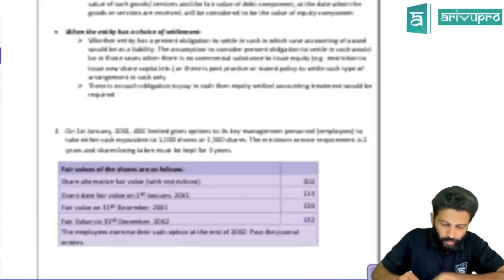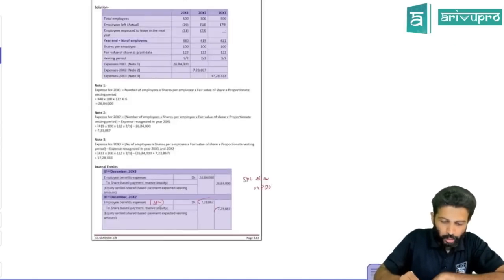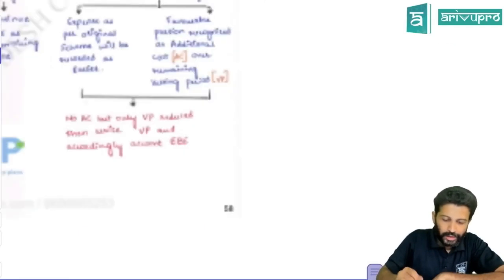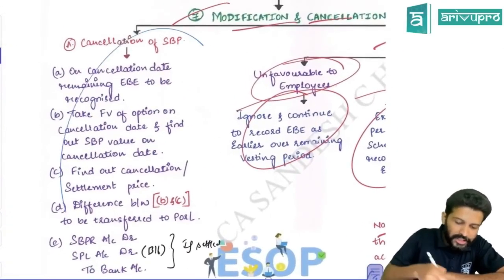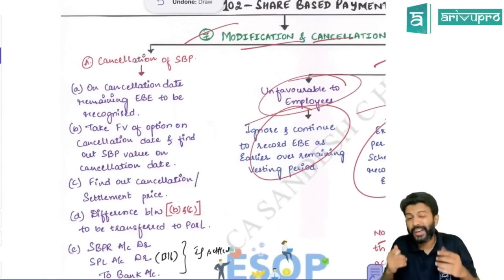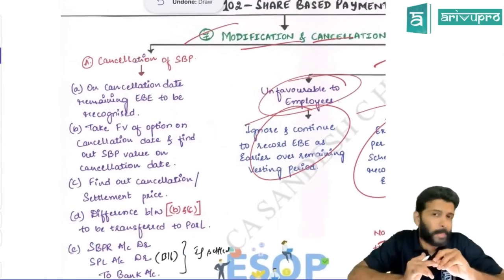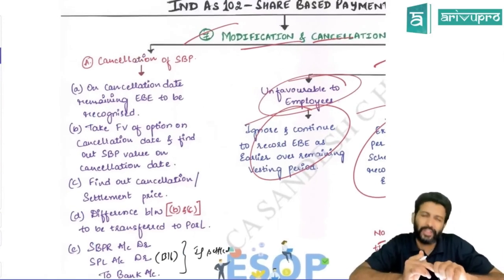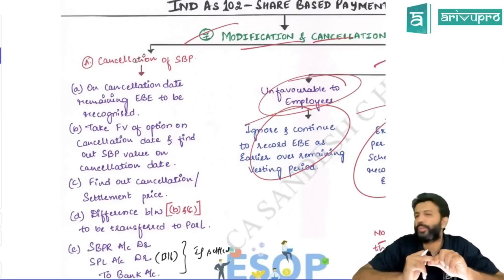Okay, so that is one. Next, we talked about modification. There is one more parallel thing called cancellation. Okay. So company had given some share-based payment plan. Initially, vesting period, let's say, was 5 years. 2 years, everything was going smoothly.